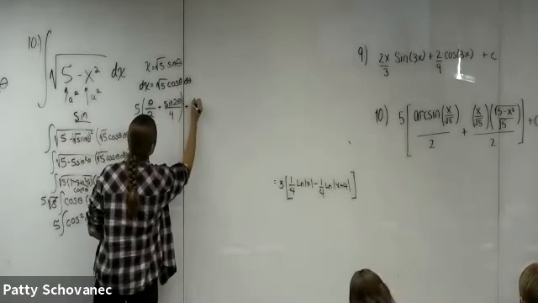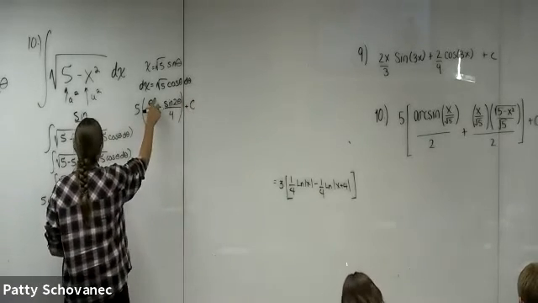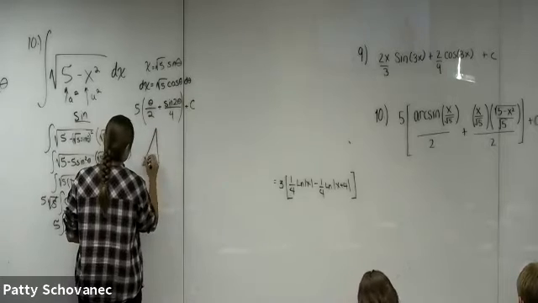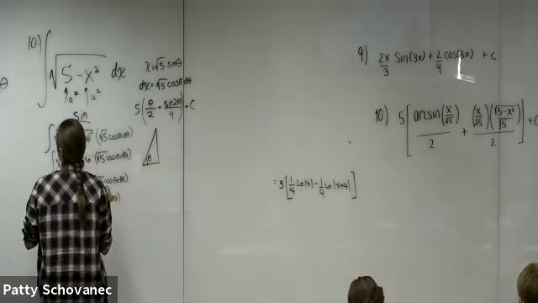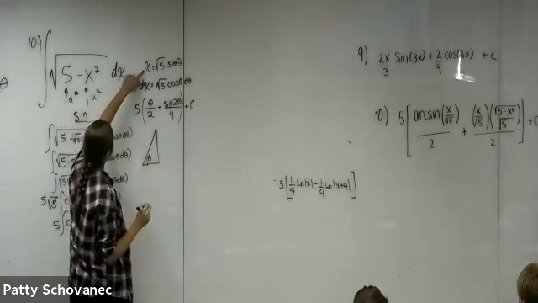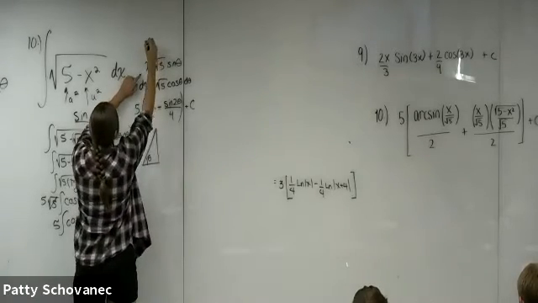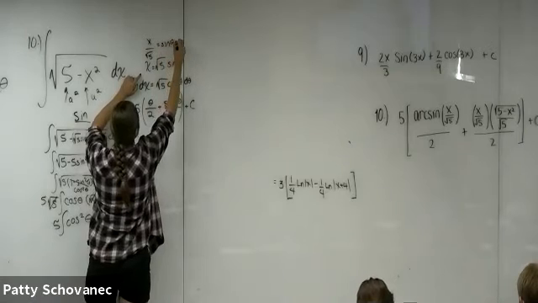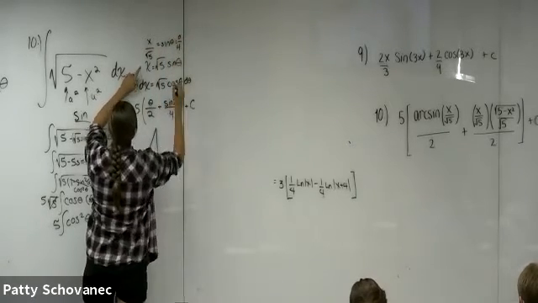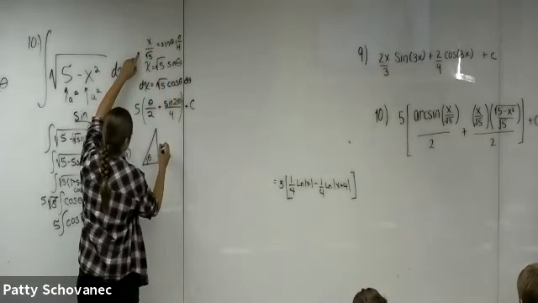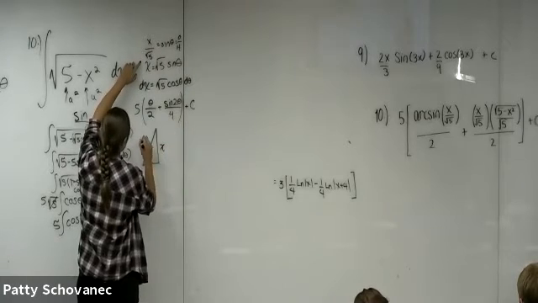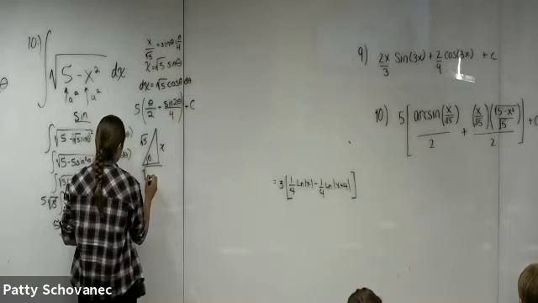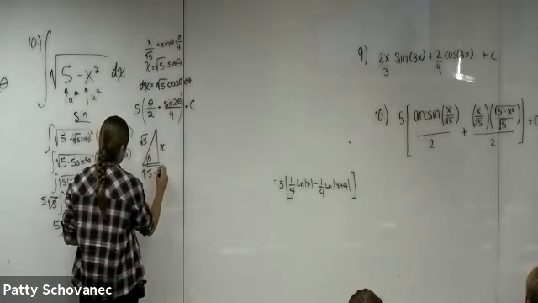So we have 5, break out the formula, so 5 times theta over 2 plus sine of 2 theta over 4, plus C. Okay, then we gotta solve for theta. So draw a triangle. I have angle theta right here. Then we have x equals square root of 5 sine theta. So x over the square root of 5 equals sine theta equals the opposite over the hypotenuse. So our opposite side is going to be x, and the hypotenuse is going to be the square root of 5. So then the adjacent side is going to be the square root of 5 minus x squared, thank you.